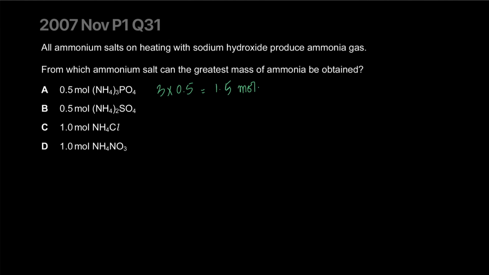For the second one, it's 0.5 times 2, which is 1 mole. That's losing our battle. That's still 1 mole. The last one is also 1 mole. And the last one could be 2 moles if they have aluminum added to it. If they add aluminum, nitrate ions can react with sodium hydroxide in the presence of aluminum to also produce ammonia. I think the clear winner is, for now, A.